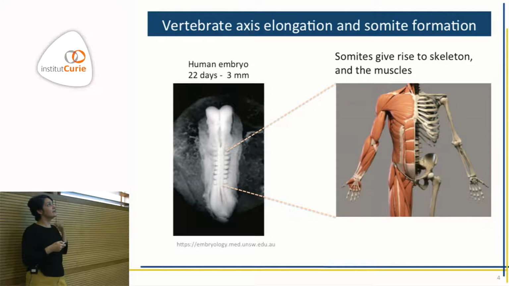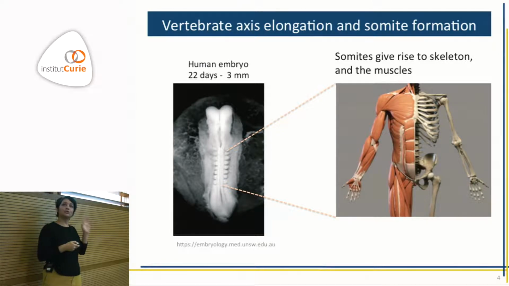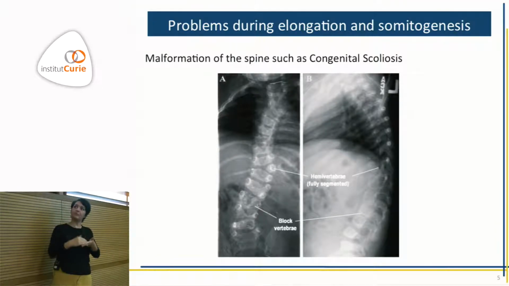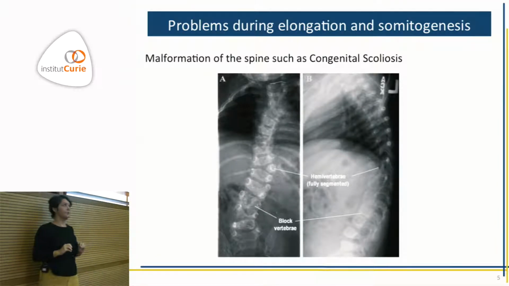So anything that goes wrong in the formation of the somites can have an impact on the formation of the skeleton. One of the diseases that some of you might have heard of is congenital scoliosis, a malformation of the spine. This is something where earlier in the development of the embryo you have a problem in elongation, in somite formation, and later this can give rise to vertebrae that are not well packed on each other, or you have some other malformations. So this is why we want to study this mechanism.